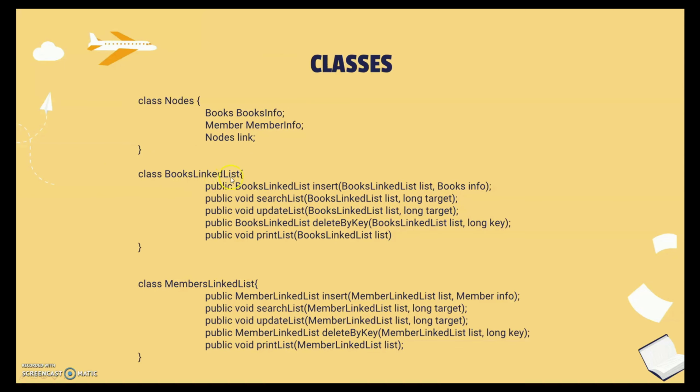Next is class books linked list. In the class books linked list, we have public books linked list insert, public void search list, public void update list, public books linked list delete by key, and public void print list. Next is class member linked list. In the class member linked list, we have public member linked list insert, public void search list, public void update list, public member linked list delete by key, and public void print list.